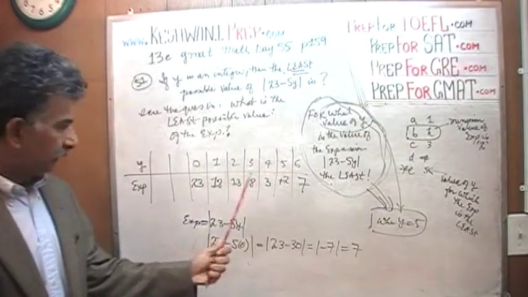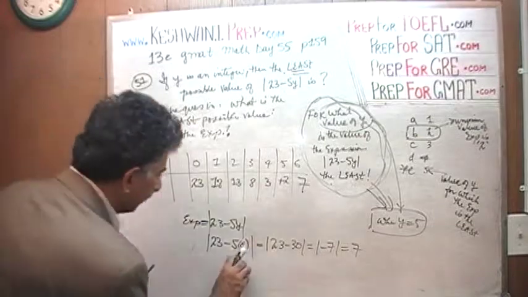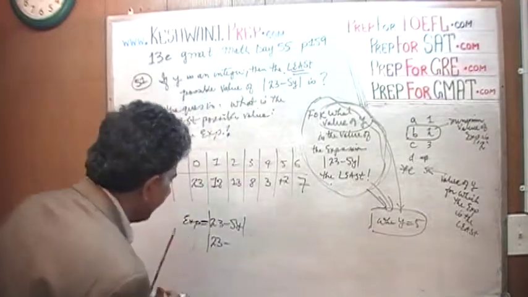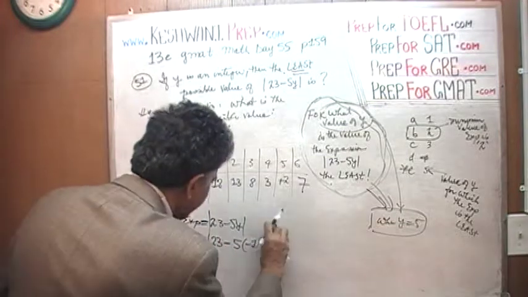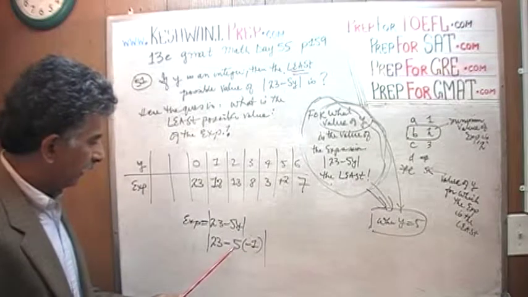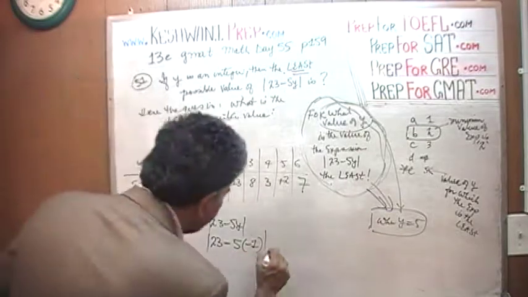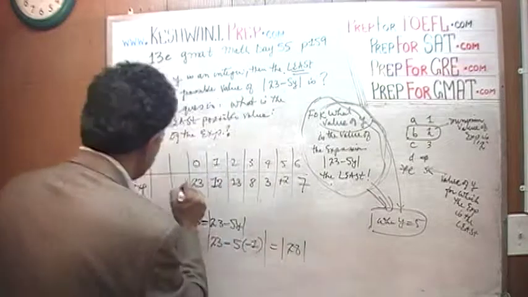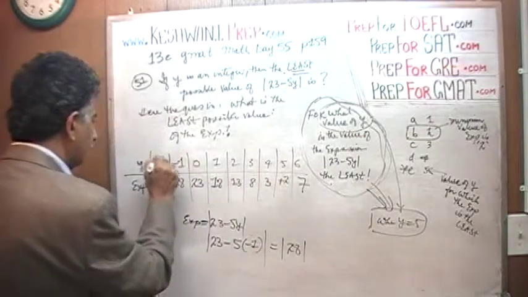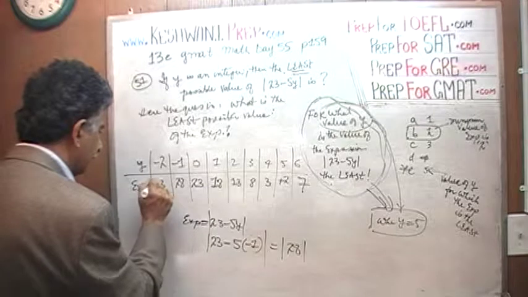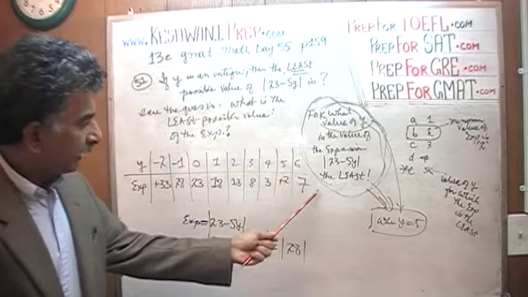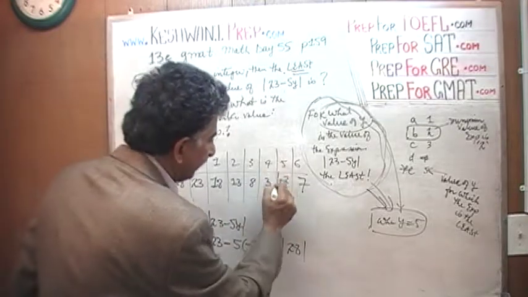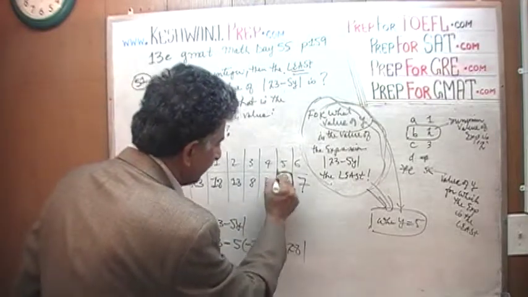This was the lowest. Now let's find out what happens on the negative side, shall we? If y happens to be negative 1, watch what happens. Negative 1 times negative 5 is positive 5, and we end up with the absolute value of 28, which of course is 28. And if you go to negative 2, you will find that it becomes 33. So it increases. On the negative side, it begins to increase again, so after 5 it is the minimum value of the expression. Minimum value of the expression is 2, which is what the question is asking.